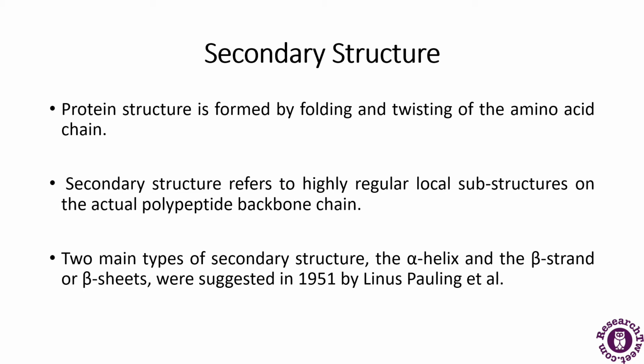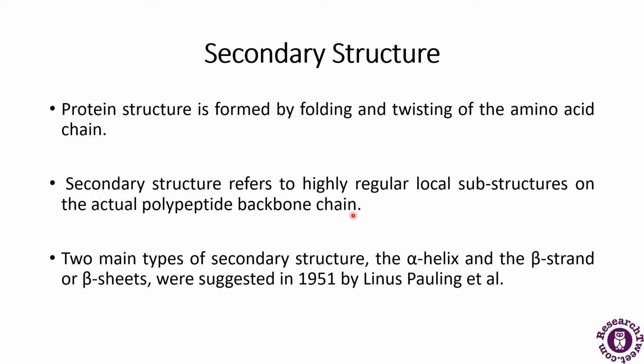Next we will talk about the secondary structure of the protein. What is the secondary structure of the protein? It is the protein structure formed by folding and twisting of the amino acid chain, and it refers to highly regular local substructures on the actual polypeptide backbone. The secondary structure has the alpha helix and the beta pleated sheets, which were suggested in 1951 by Linus Pauling and other scientists.